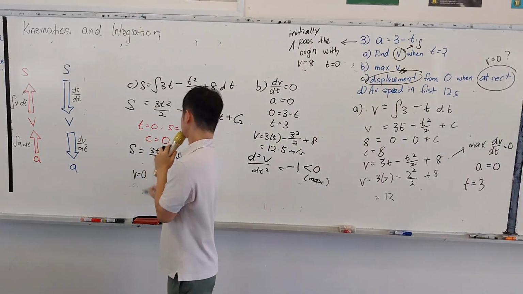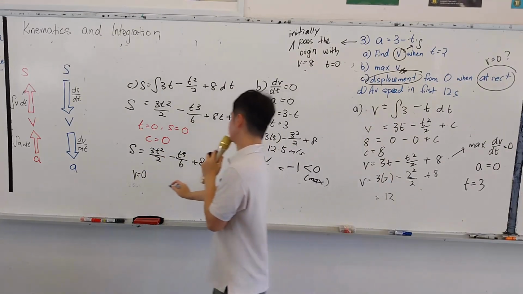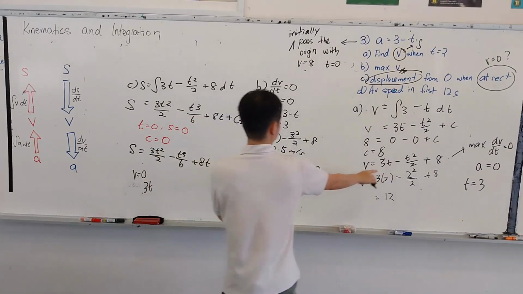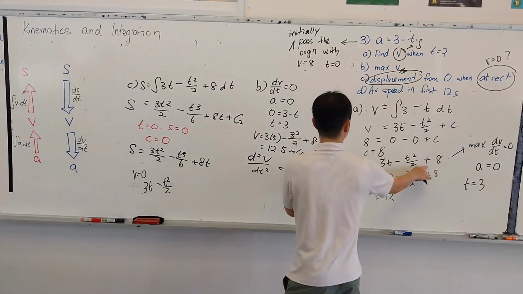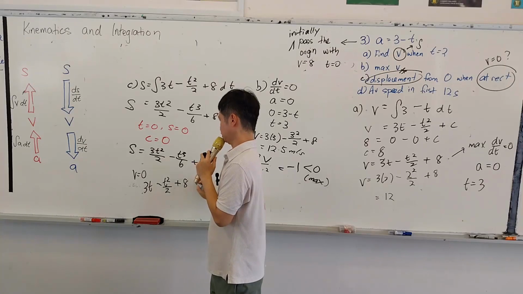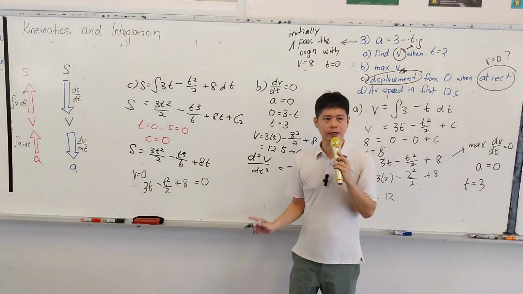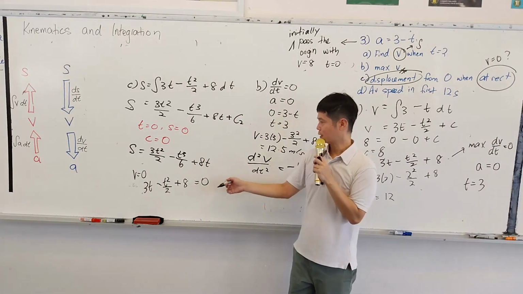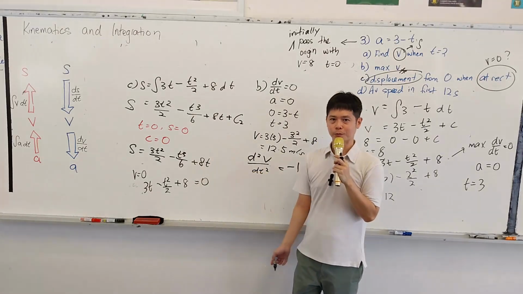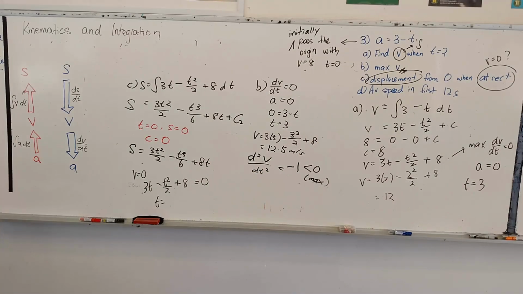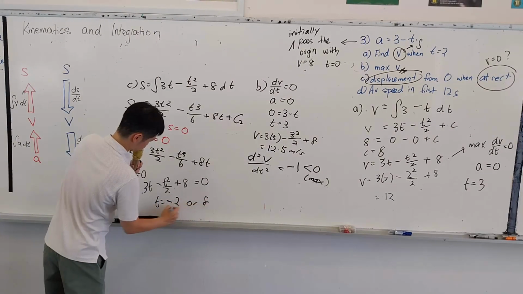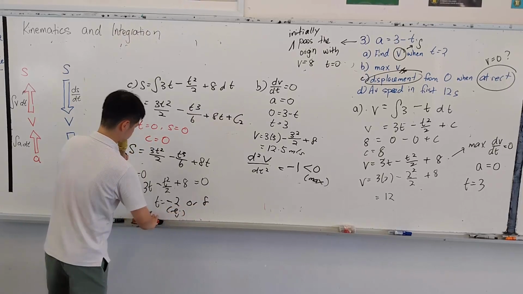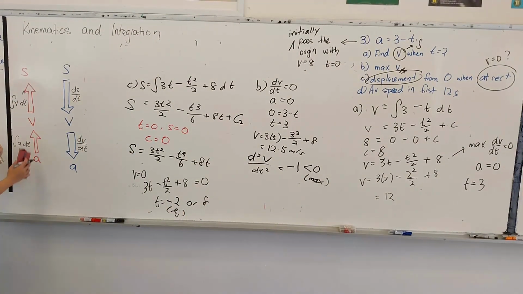What is the time? So 3t minus t squared over 2 plus 8 equals 0. Can you solve quadratically? I'm not going to solve, I just give you the answer, okay? Solve quadratically because I'm running out of whiteboard space already. Negative 2 or 8. Okay, so now I know the time, I can find the s.